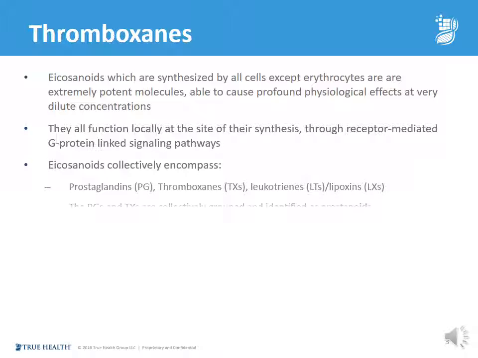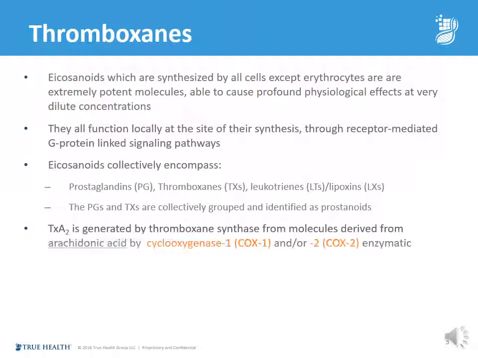Eicosanoids collectively encompass the following set of molecules: prostaglandins, thromboxanes, leukotrienes, and lipoxins. The prostaglandins and thromboxanes are collectively grouped and identified as prostanoids. Thromboxane A2 is generated by the enzyme thromboxane synthase from molecules derived from arachidonic acid using cyclooxygenase 1 or cyclooxygenase 2 enzymatic activity. And they are, of course, abbreviated as COX-1 or COX-2 pathways.